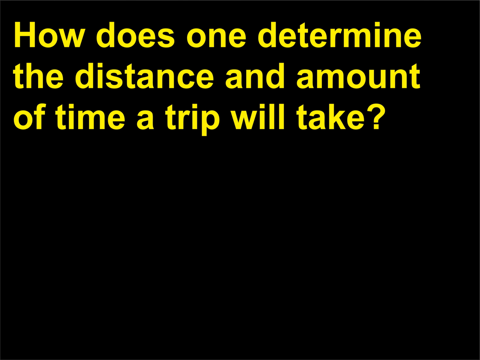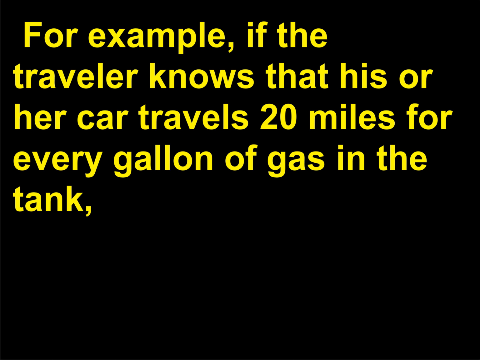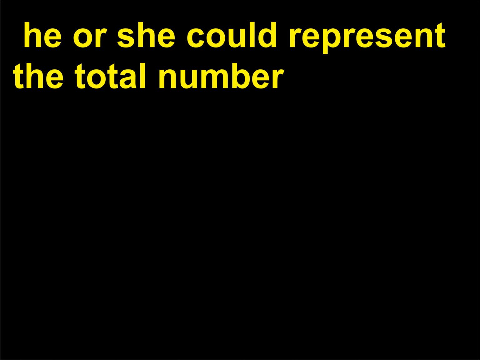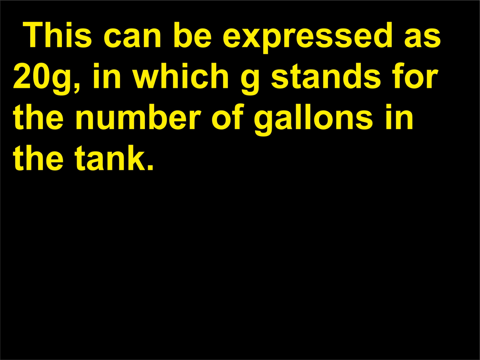How does one determine the distance and amount of time a trip will take? There are several ways to determine the distance and amount of time a trip will take. For example, if the traveler knows that his or her car travels 20 miles for every gallon of gas in the tank, he or she could represent the total number of miles it is possible to drive based on how much gas is put into the tank. This can be expressed as 20G, in which G stands for the number of gallons in the tank.